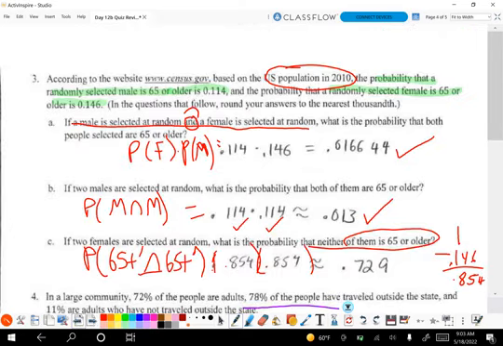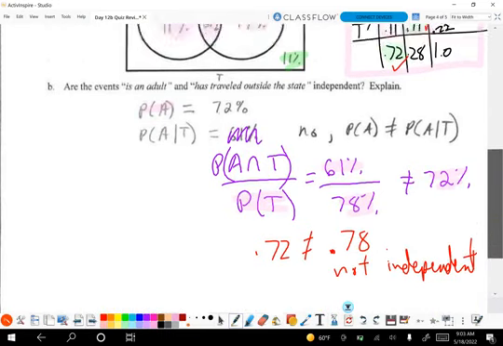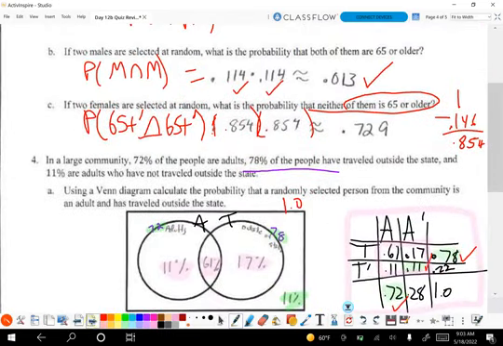I don't know, did I skip number 4? Nope, that was number 4.